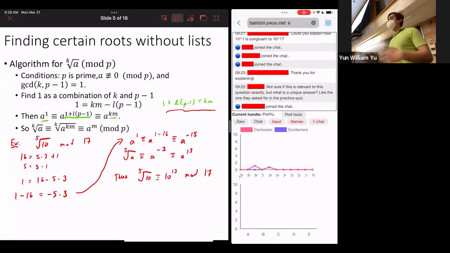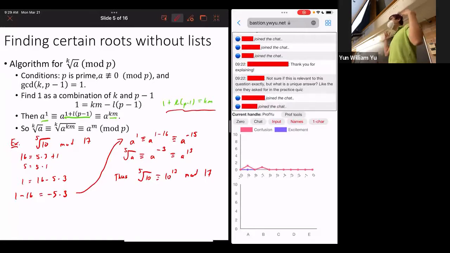Importantly, you'll also notice that if I ask you for the 5th root of 9 mod 17, you could do it the exact same way, just 9 to the 13, because it doesn't actually depend on what you're taking the root of, assuming that it's not equivalent to 0 mod p.